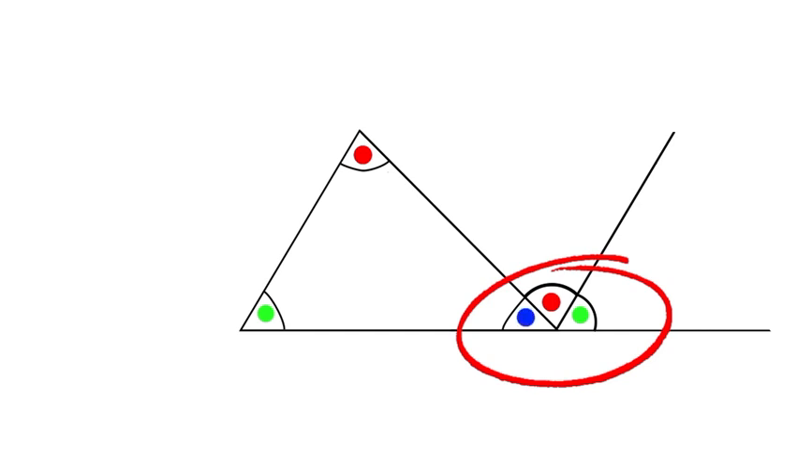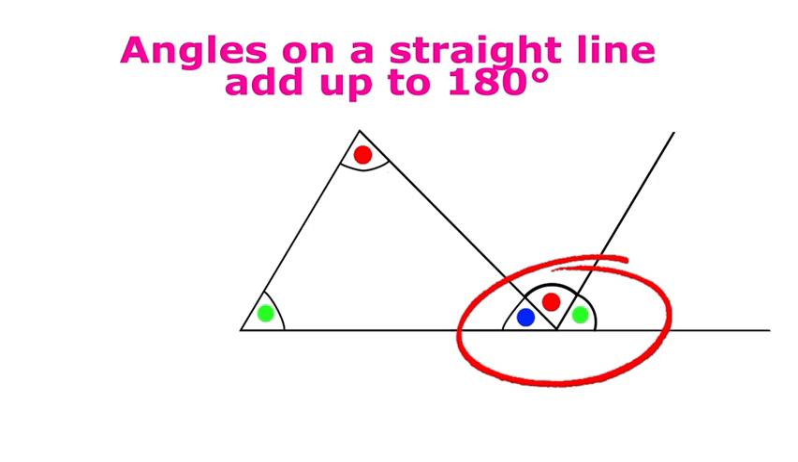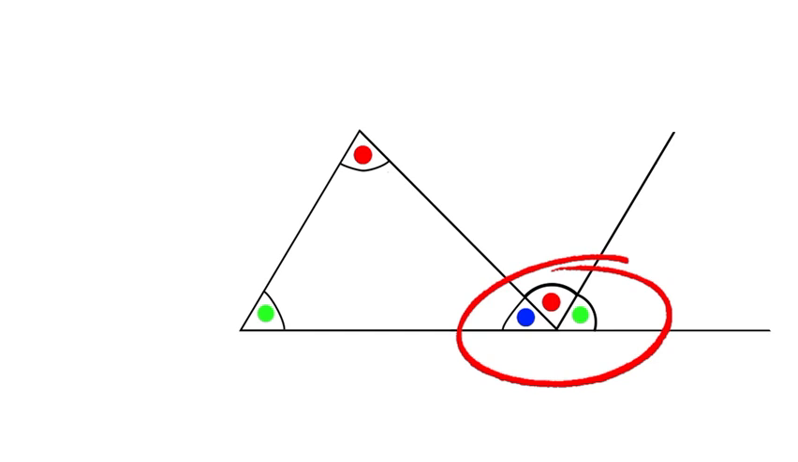We have angles on a straight line, and if you remember from previous lessons, you will know that the angles on a straight line add up to 180 degrees. So we can use this idea and say that all three of these angles must add up to 180 degrees. What that means is that the red angle plus the green angle plus the blue angle must add up to 180 degrees because they're all on a straight line.